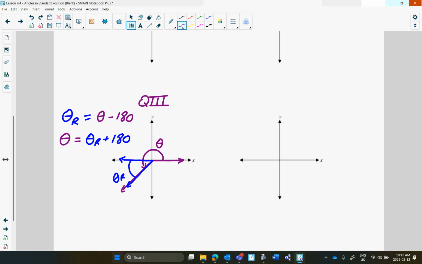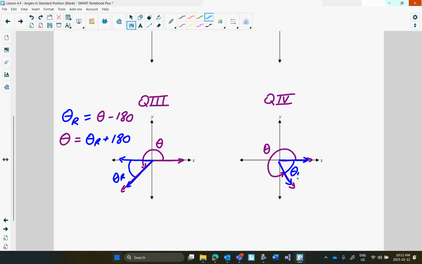And finally, in quadrant 4. So let's draw an angle that ends or terminates in quadrant 4, an angle between 270 and 360. Where's its reference angle? Terminal arm and to the positive x.